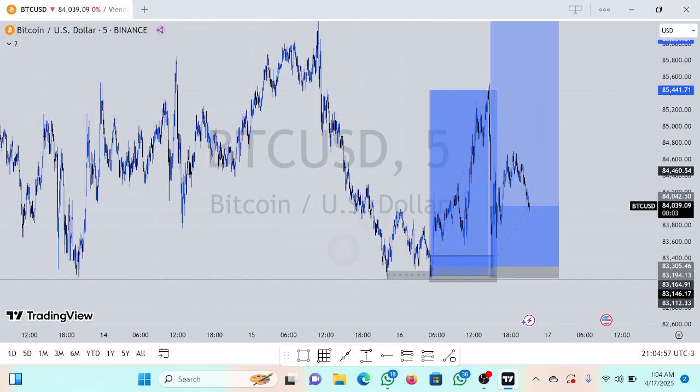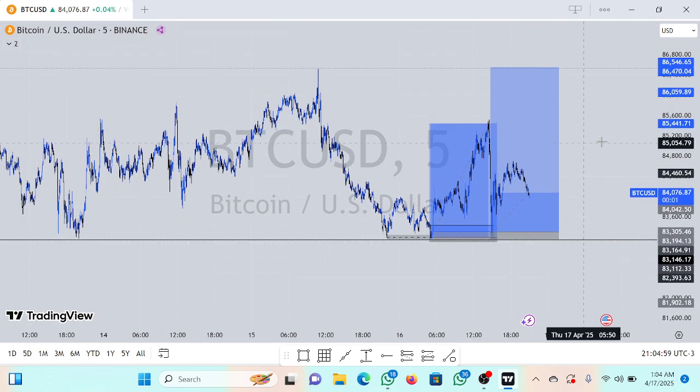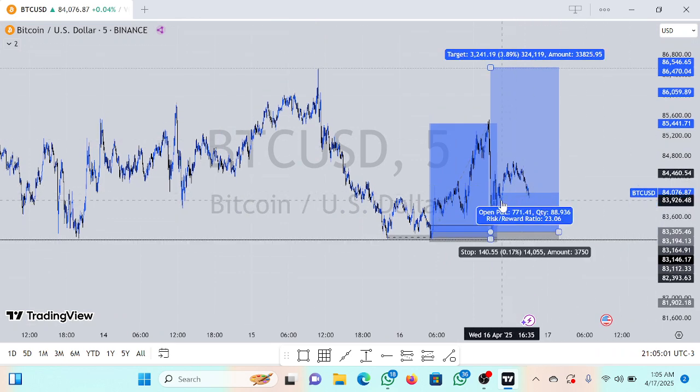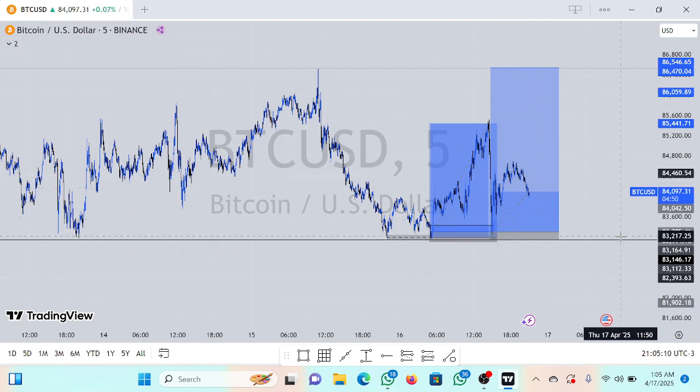So I'm targeting this buy side liquidity. I'm still expecting a push up. Market will definitely buy from here to the upside to this place. So that is the end of today.